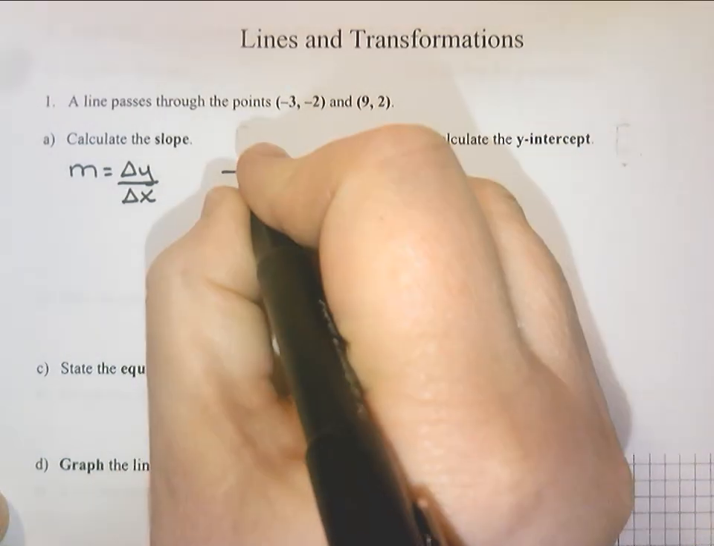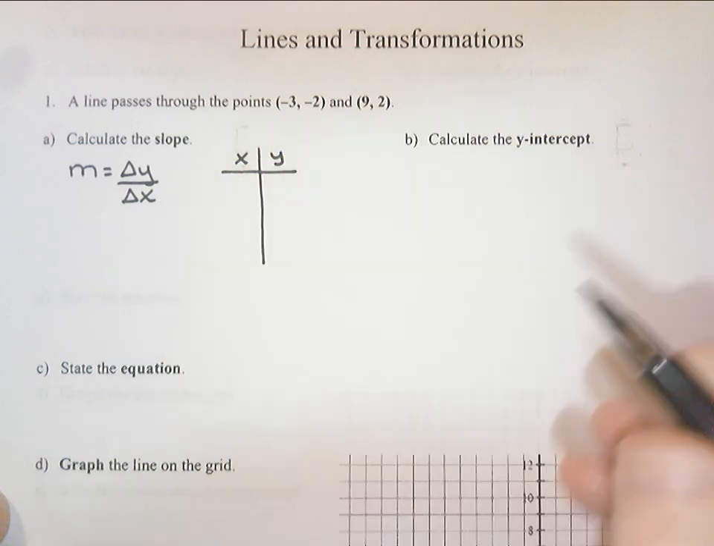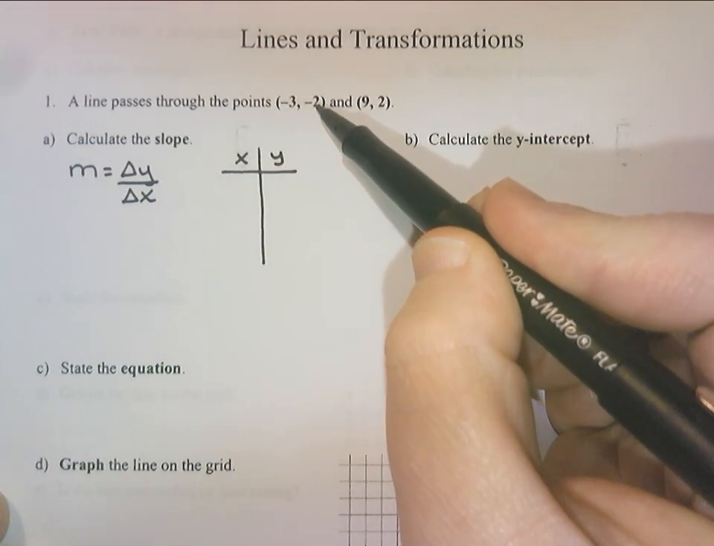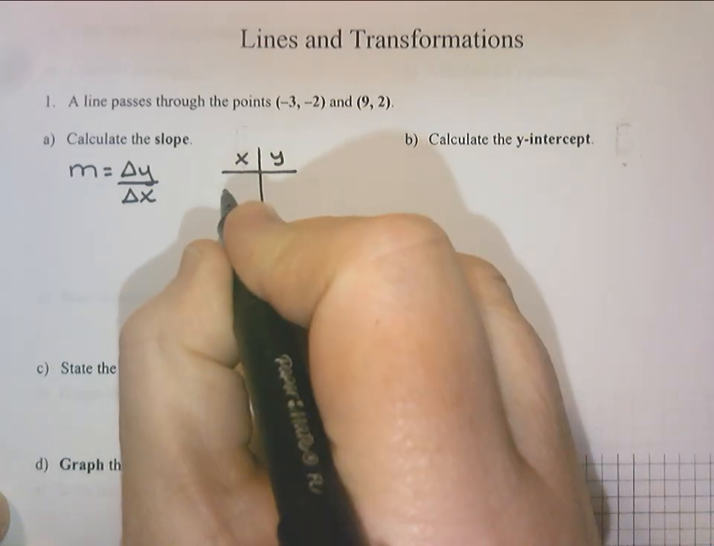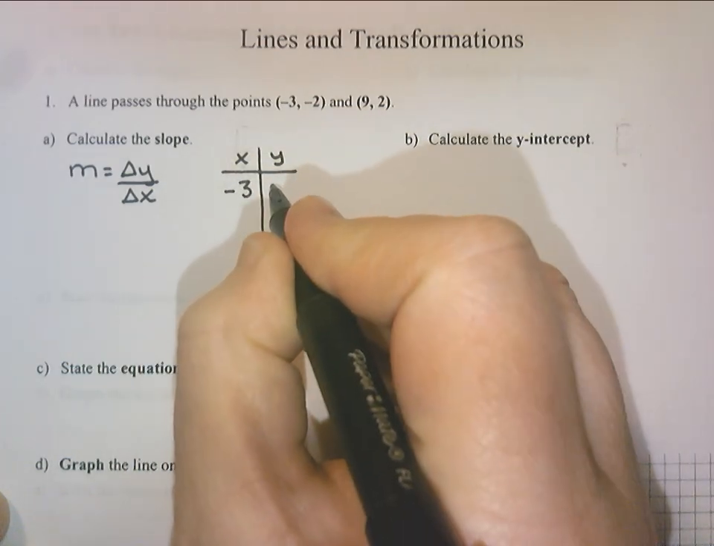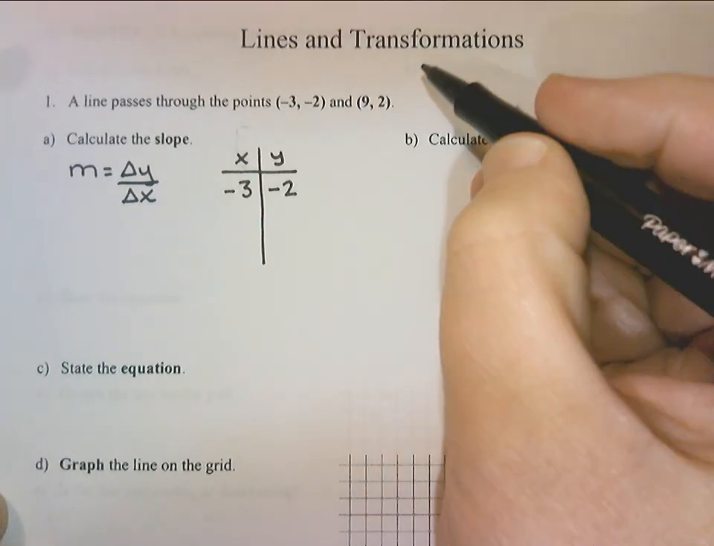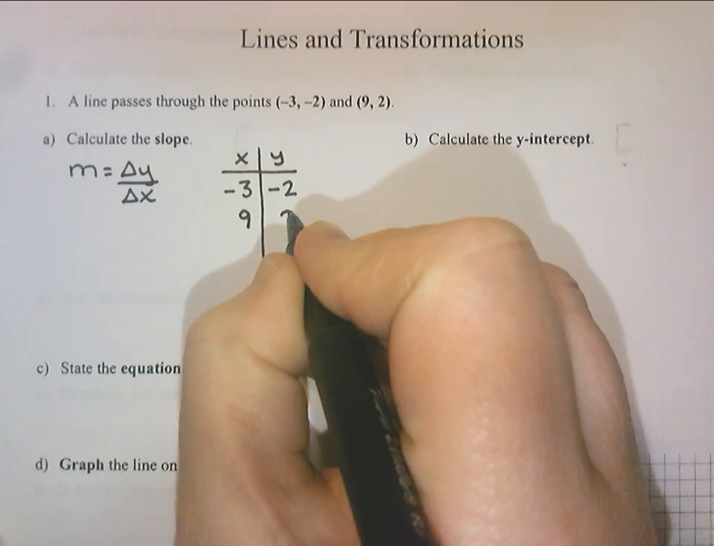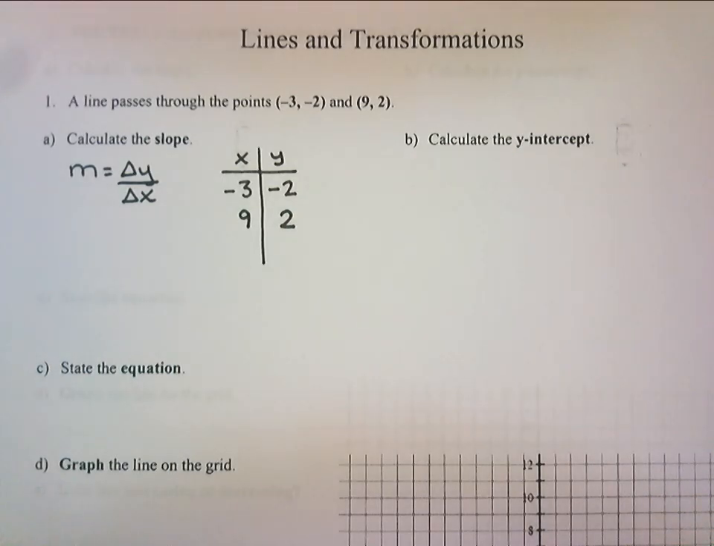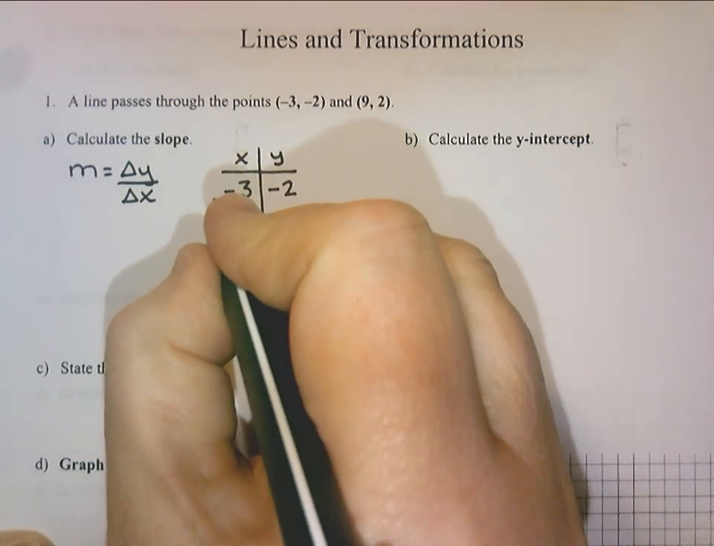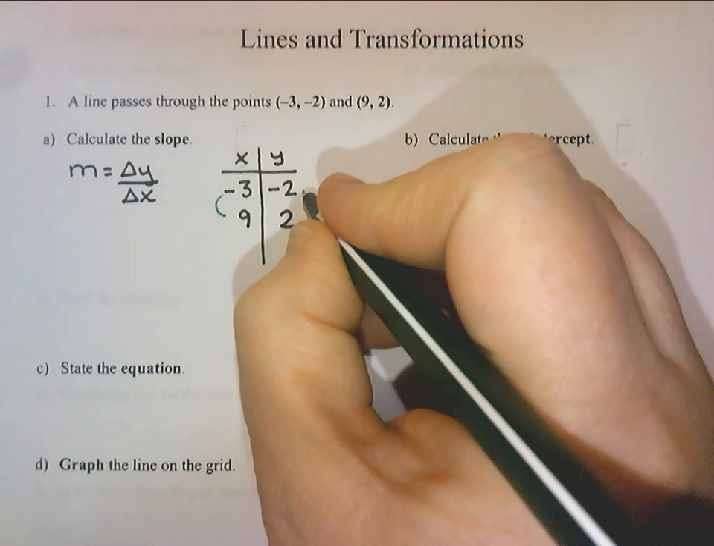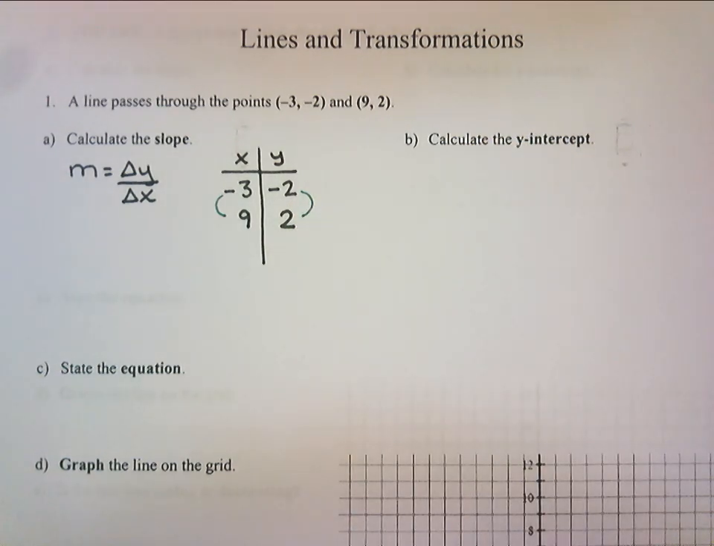So I'm going to take each point. Every point has an x coordinate and a y coordinate. So I'm going to write -3, -2 underneath. So side by side we have -3, and then in the y column -2. And then we're going to take the point 9 and 2. We're going to put 9 under the x and 2 under the y. Once I have them stacked like that, I'm going to try to figure out what did we do to turn that -3 into a 9, and then what did I do to turn that -2 into a 2.